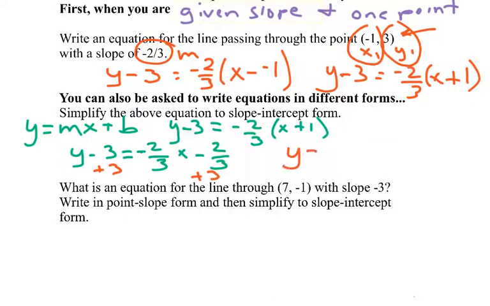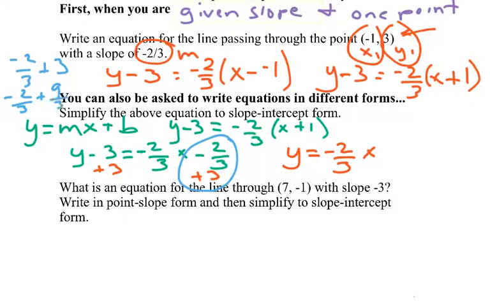So we're going to have y equals negative 2/3 x. And now we have to figure out what this is. So negative 2/3 plus 3 is the same as negative 2/3 plus 9/3. 9 divided by 3 would be the same as 3. And now we have a common denominator, so we can add those together. So 9/3 plus a negative 2/3 would be 7/3. So that would be our y-intercept. And now we have our equation in slope-intercept form.